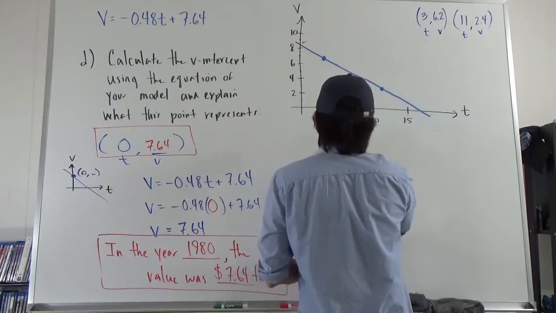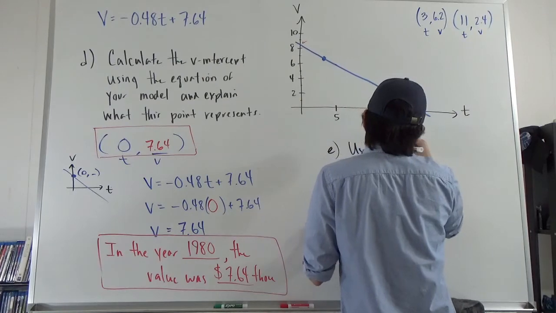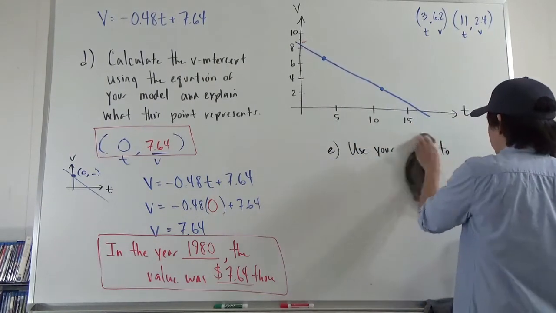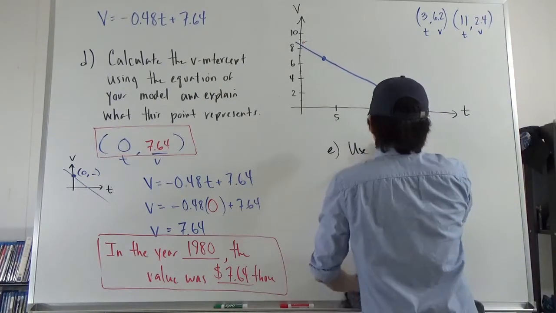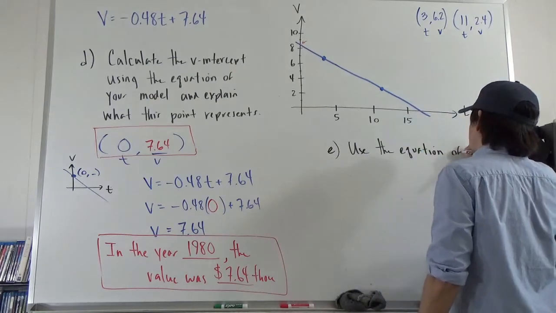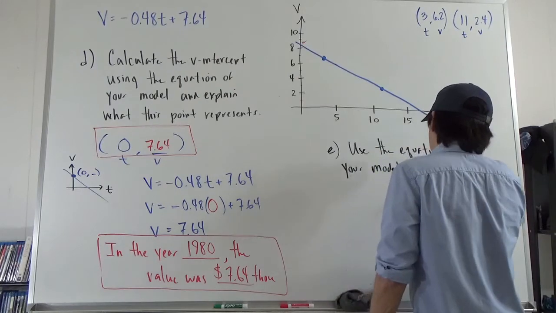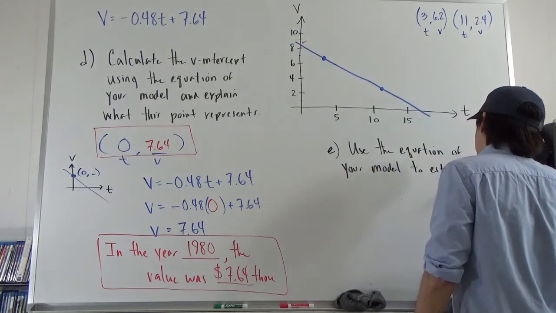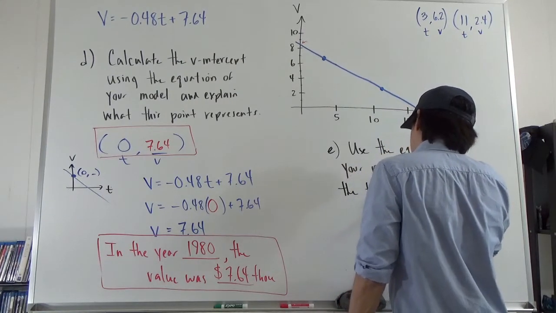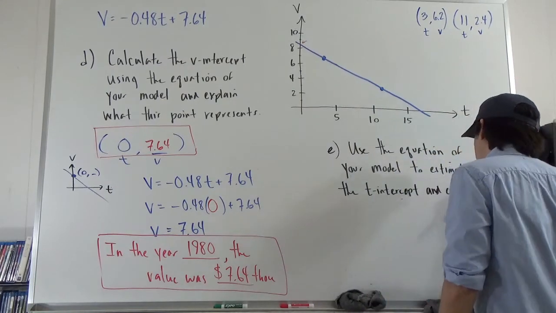Part E. Use your model to estimate, use the equation of your model. Use the equation to estimate the t-intercept and explain what this point represents.